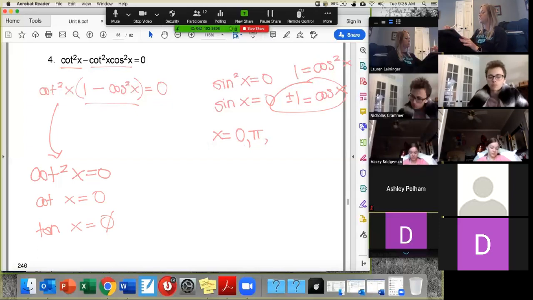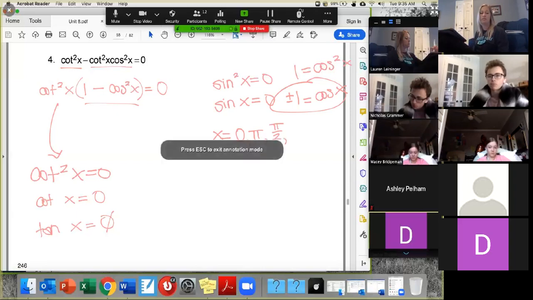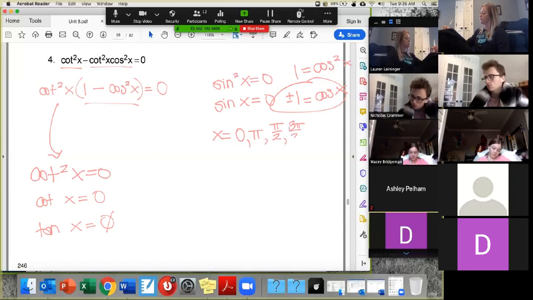And because undefined cannot change signs, where else do we see cotangent or tangent being undefined? 3 pi over 2. Good. Perfect.